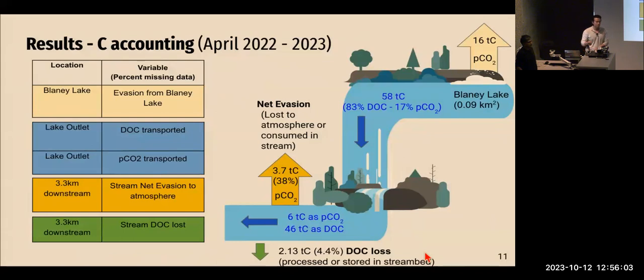And downstream evasion is taken as sensor difference. So upstream, I have one sensor. Downstream, I have one sensor. And before deployment, I make sure they're the same, and then I spatially space them apart, assuming there's no additional dilution or input. And that's my evasion from the sensor difference.